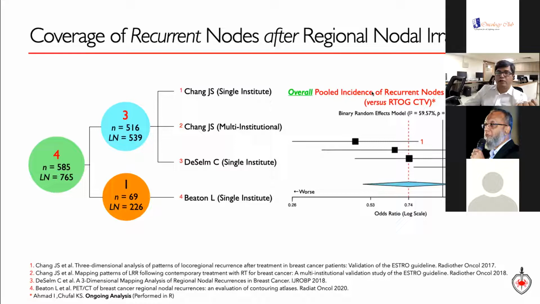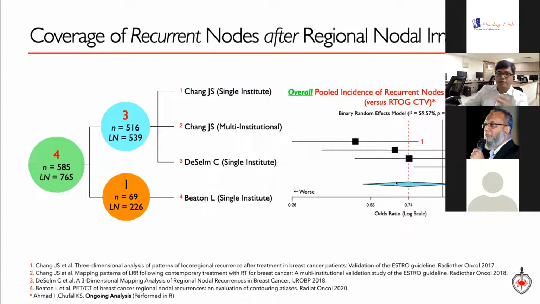And if you look at the overall pooled incidence of recurrent nodes inside the ESTRO CTV compared to the RTOG CTV, the combined probability that recurrent nodes will be, or rather let's say the odds ratio of the ESTRO CTV, if it's less, it means it's worse.